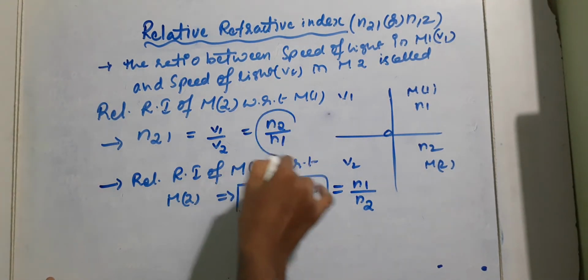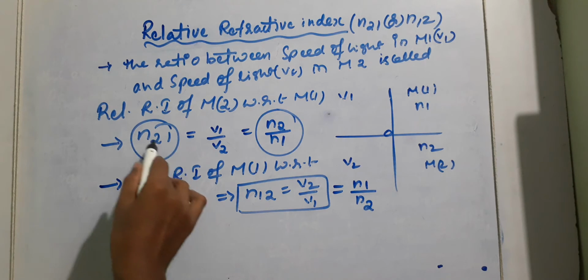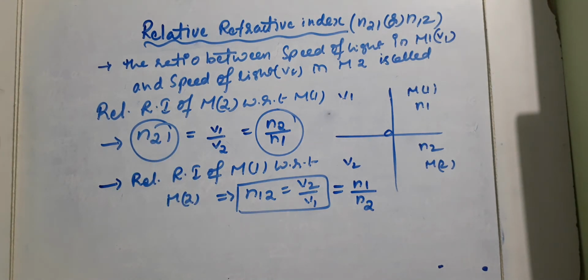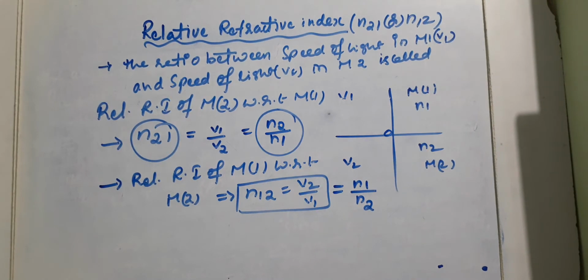So now how can we prove this one? This is equal to this one. How can we prove it? And what is the relation between n21 and n12? Students, once again, relative refractive index is the ratio between the speed of light v1 in medium 1 and the speed of light v2 in medium 2, called the relative refractive index of medium 2 with respect to medium 1. It is denoted by n21, which is equal to v1 by v2. Now we want to prove that n21 is equal to n2 by n1.